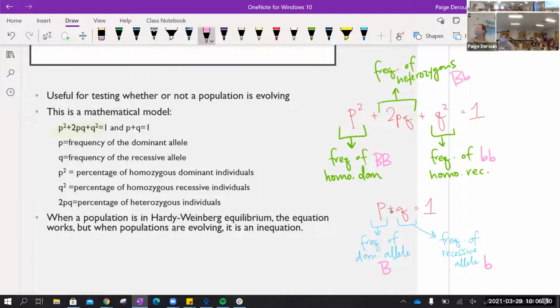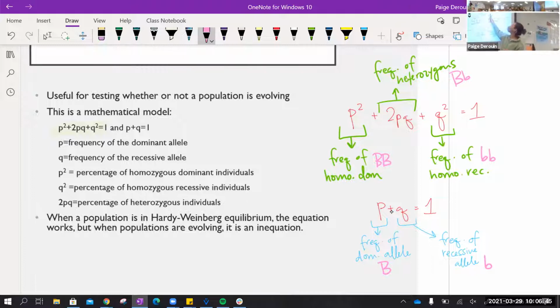So the reason it adds to 1 is that if you add together all the possible genotypes in the population, you should equal 100%, which is 1. If you add up all the alleles in the population, it should equal all the alleles, which is 100%, which is 1. I'm going to do some sample problems of this, and you'll be able to see how it works. You can use both of these equations together, almost like a puzzle-solving situation.